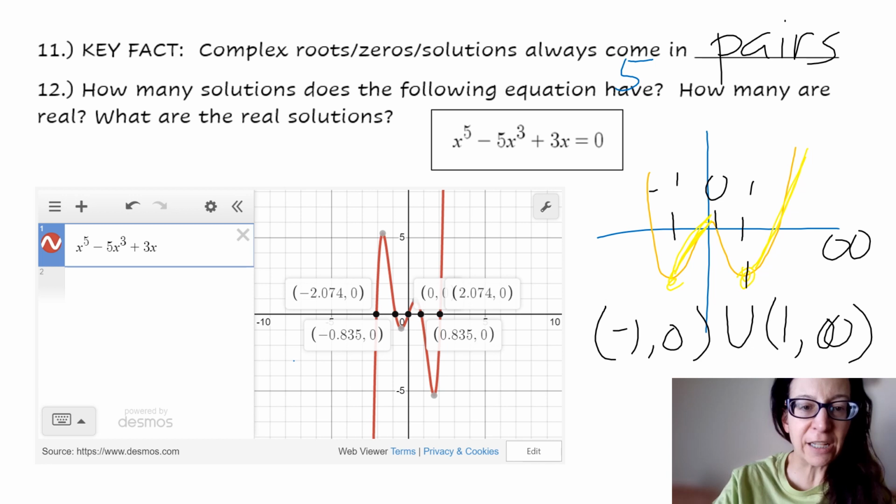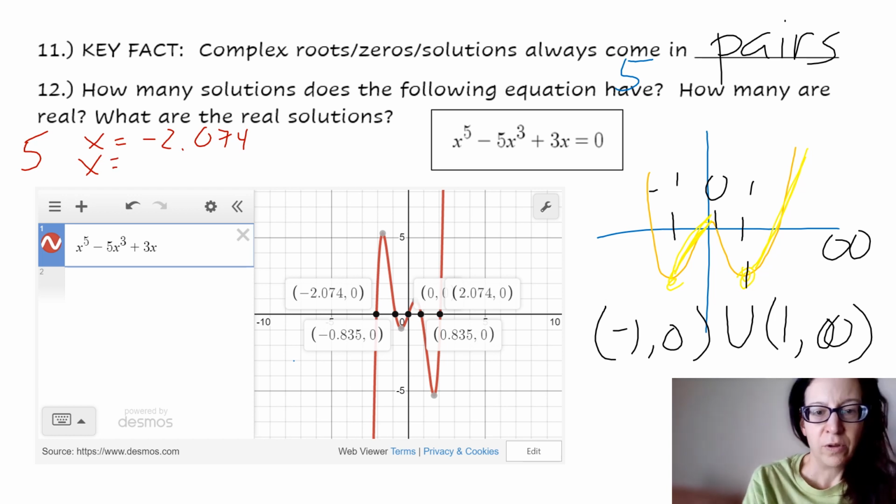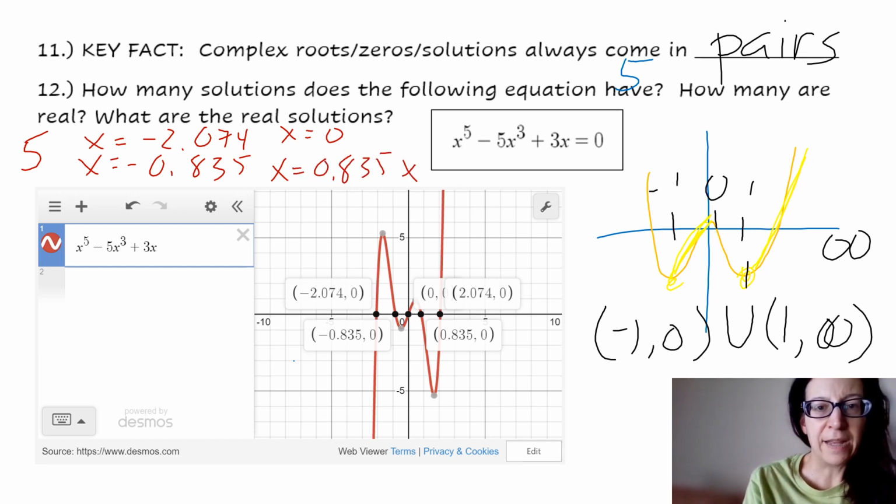And so to finish answering the question, how many of them are real? All 5. And what are they? X equals negative 2.074, negative 0.835, X equals 0, X equals positive 0.835, and X is equal to positive 2.074.